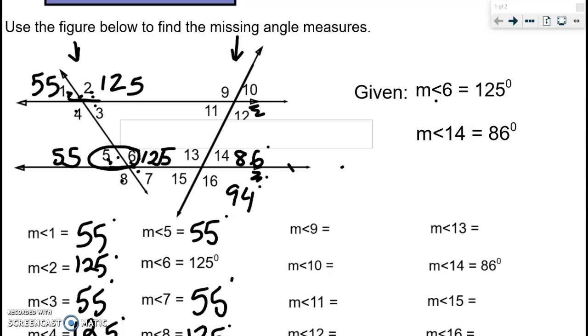So let's look at measure of angle 9. Well, I know that 14 is corresponding with 10, so I know 10 is going to be 86. And I know that these two are linear pairs, so I know that 9 will be 94. So 94 degrees.